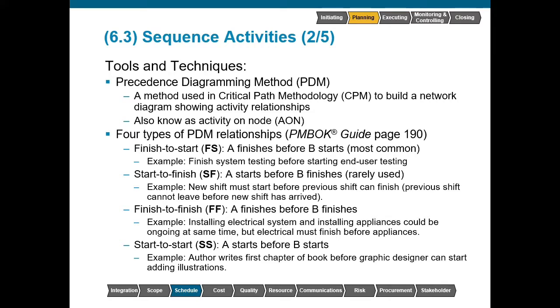A finish to finish relationship. Activity A must finish before activity B is able to finish. Everybody has to finish eating dinner before I'd be able to finish doing the dishes. I can start doing the dishes whenever I'd like, but I can't be done until everybody is done with the dishes that they have. A start-to-start relationship. One activity must start before another is able to start. So once I start setting the table, people can start serving themselves dinner.